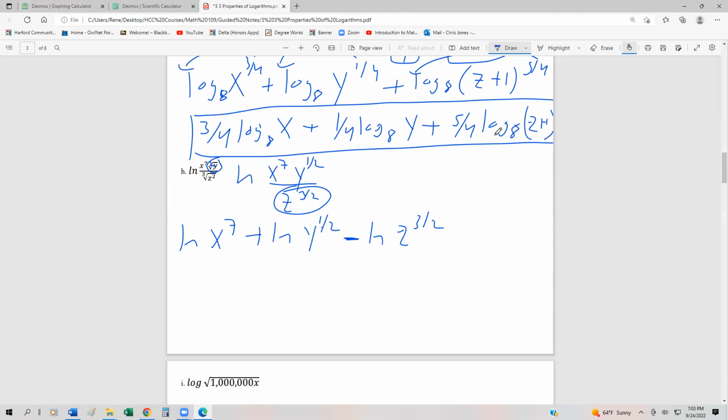And then finally, we can use the coefficient exponent rule of logarithms. So this will be 7 ln of x plus 1/2 ln of y minus 3/2 ln of z.